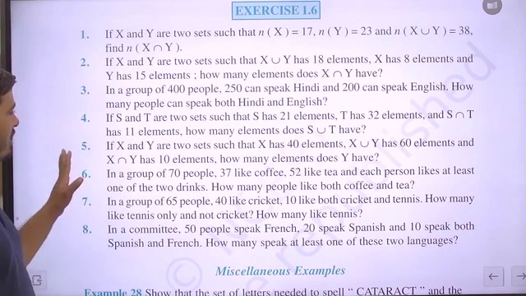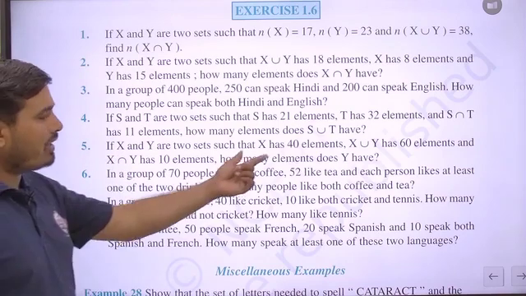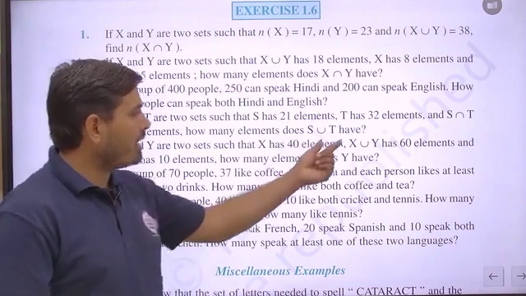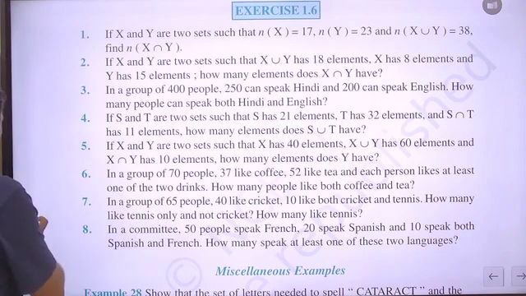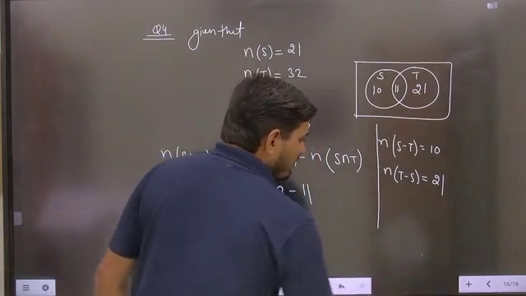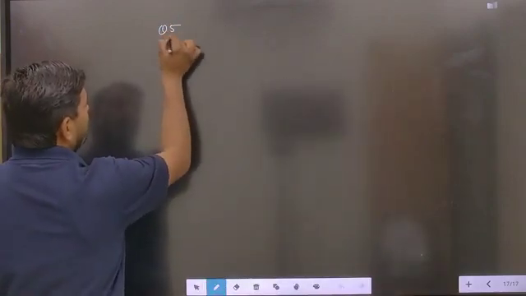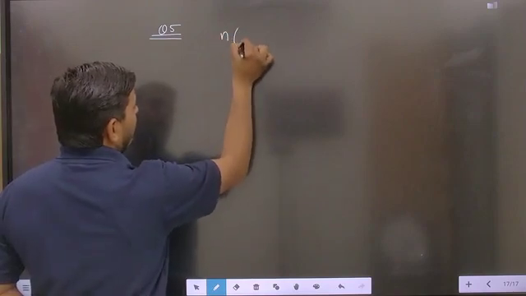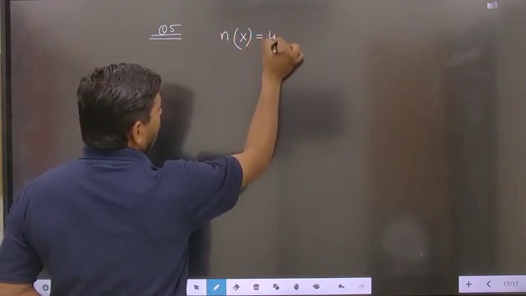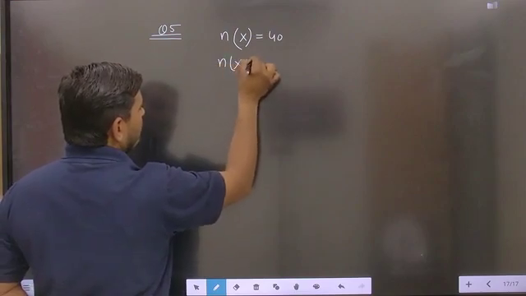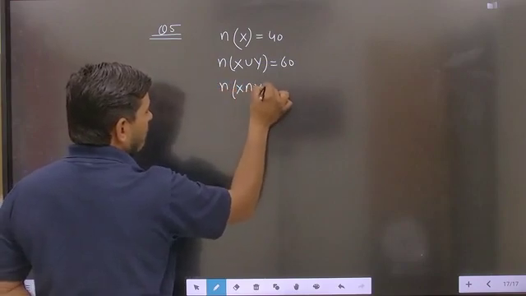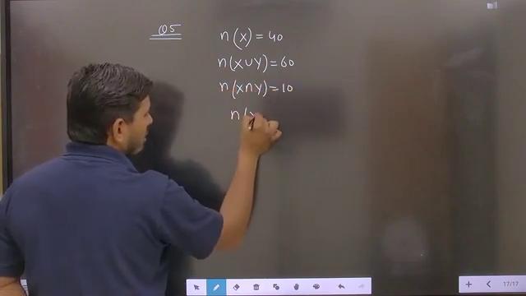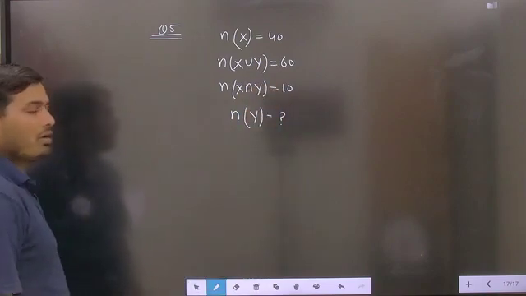So again there are two finite sets where X has 40 elements, the union has 60 elements, and the intersection has 10 elements. Is it clear? So you can see the solution of question number 5. X and Y are two finite sets where the number of elements in X is equal to 40, the number of elements in X union Y is equal to 60, the number of elements in their intersection is equal to 10, and we just have to calculate the number of elements in set Y. This is the question. Is it clear?